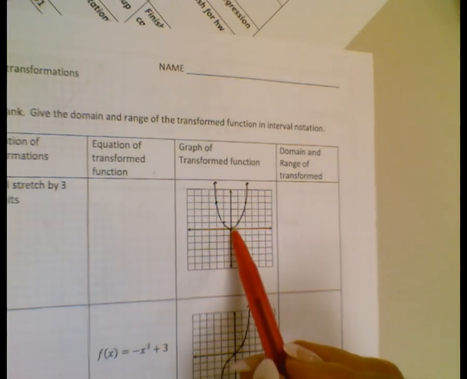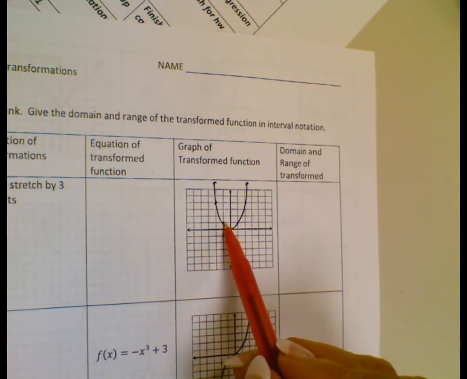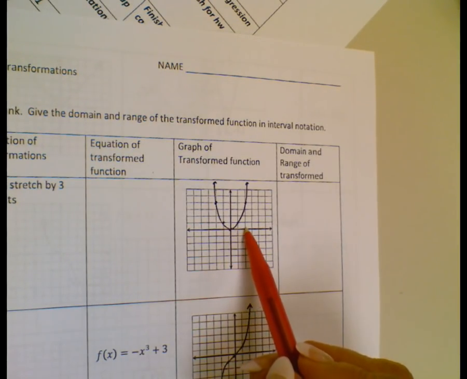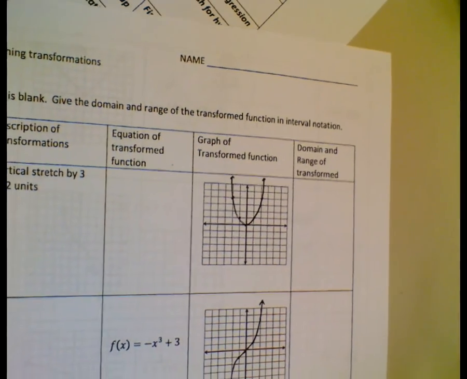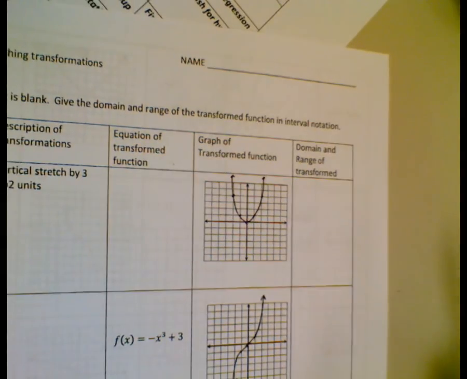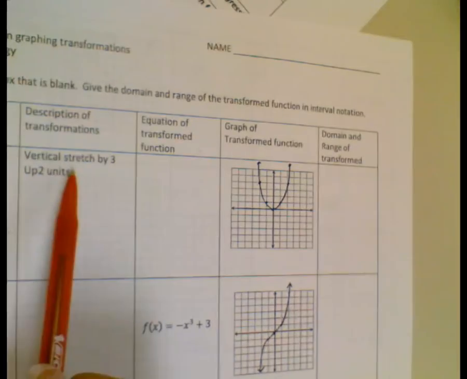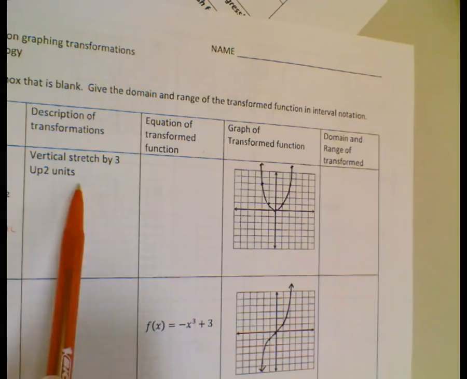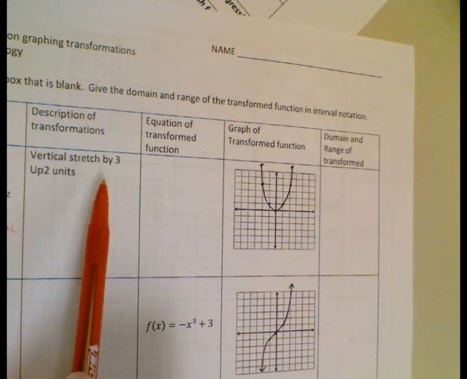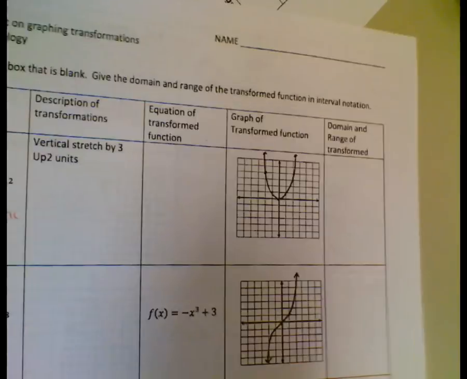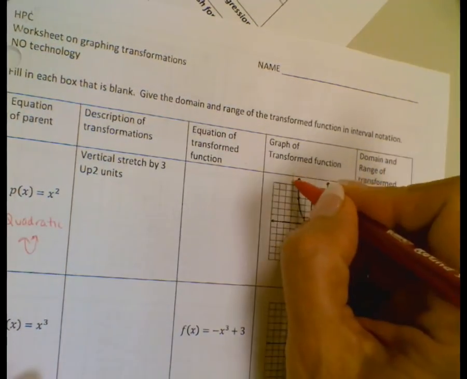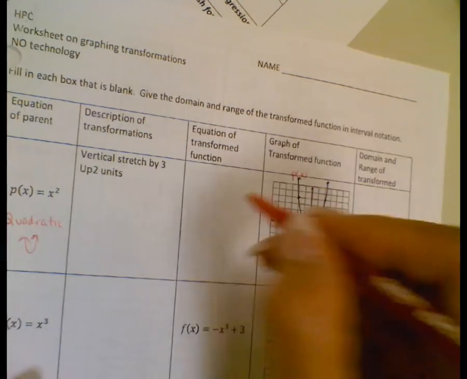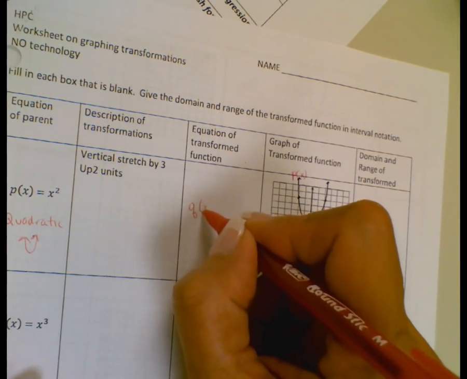They're already graphed. This is the graph of the parent graph, these 5 points, okay? We're going to draw a new one. We're going to transform it. And they want us to do that by doing a vertical stretch of 3 up 2 units. So how would the equation transform? Anytime you change it, you're supposed to rename it, so right now this one is p of x. So let's call it q of x.